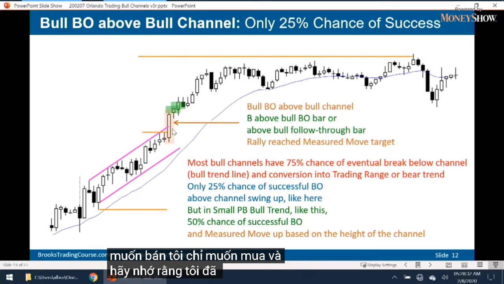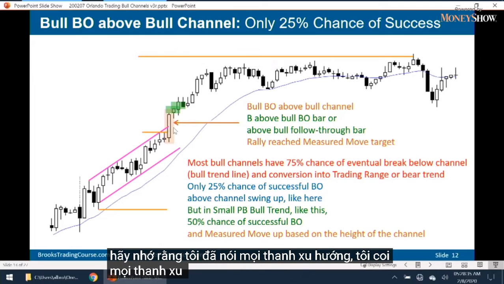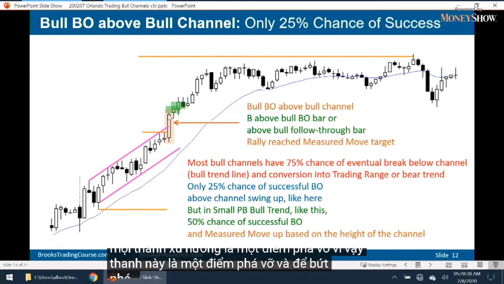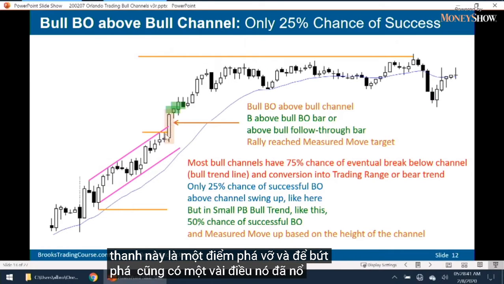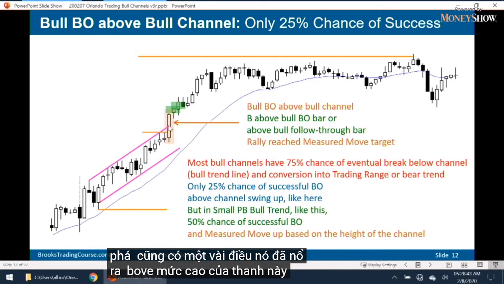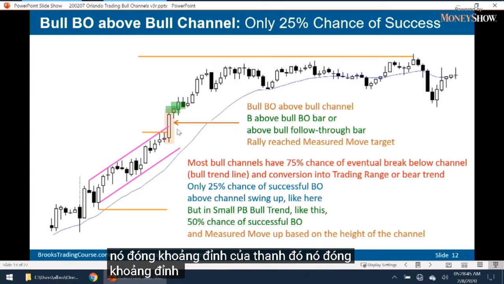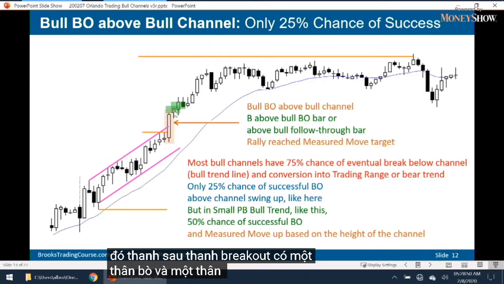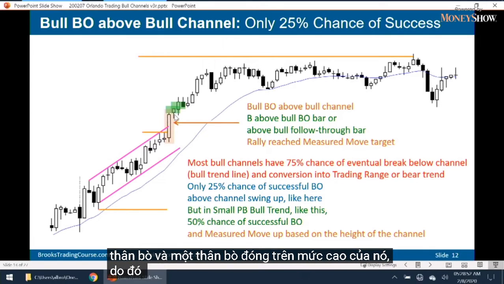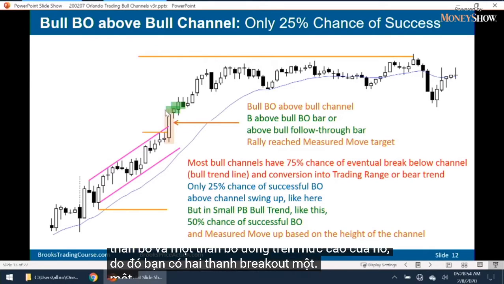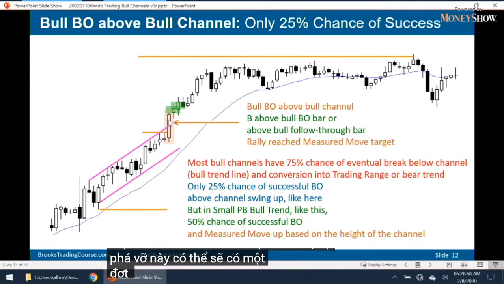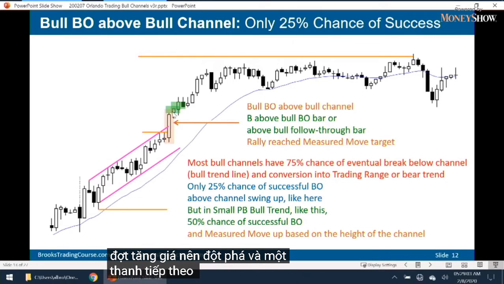And remember I said every trend bar, I think of every trend bar as a breakout. So this bar is a breakout. And what did it break out of? Well, a couple things. It broke out above the high of this bar. It closed above the high of that bar. It closed above the top of the channel. And then the bar after the breakout bar has a bull body, and a bull body closing on its high. So you have a 2-bar breakout, one a big bar, second one a bull body. This breakout is probably going to have a swing up. So a breakout and a bull follow-through bar.